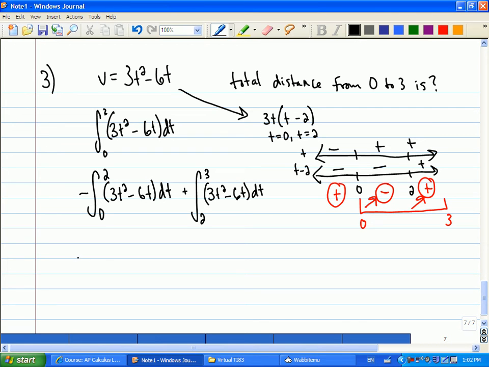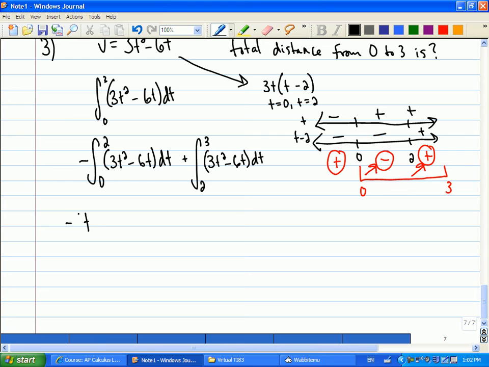Okay, so this one's going to become, let's see here, negative t cubed minus 3t squared, evaluated from 0 to 2, plus the same thing, t cubed minus 3t squared, from 2 to 3. So in this case, maybe I'll get rid of that negative sign just to make it a little easier to work with. 3t squared minus t cubed.